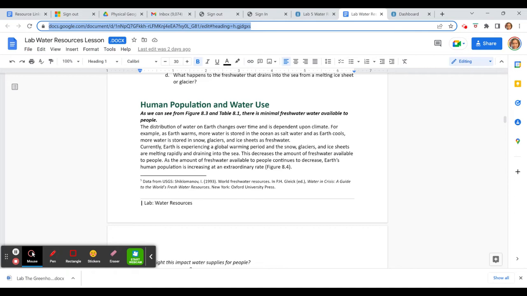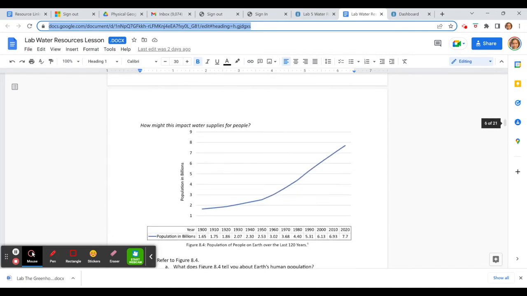And as this amount of fresh water, which is no longer frozen, becomes liquid and decreases, our human population is actually increasing. So we have a global demand for water.